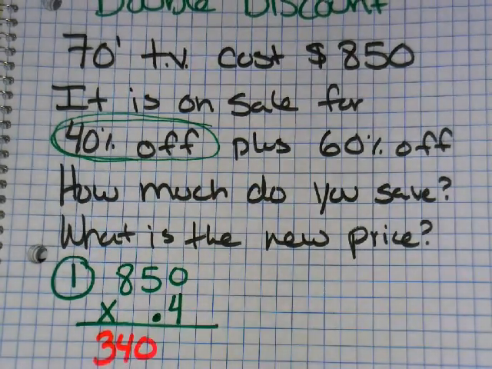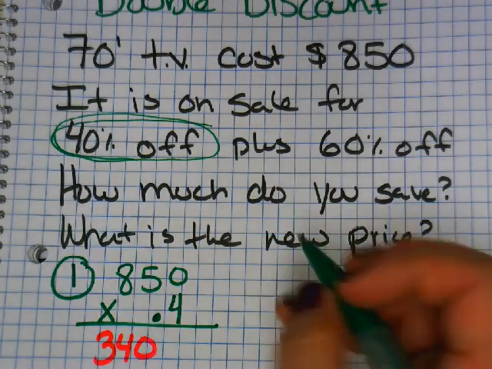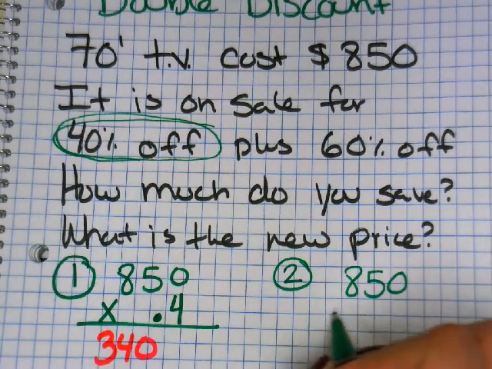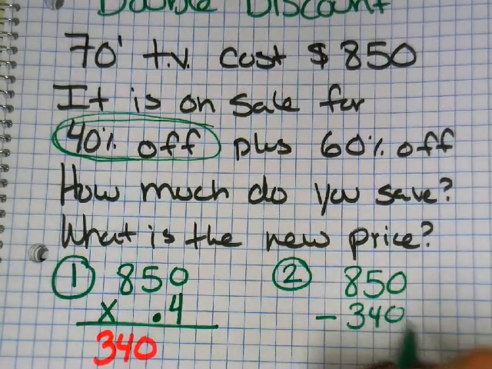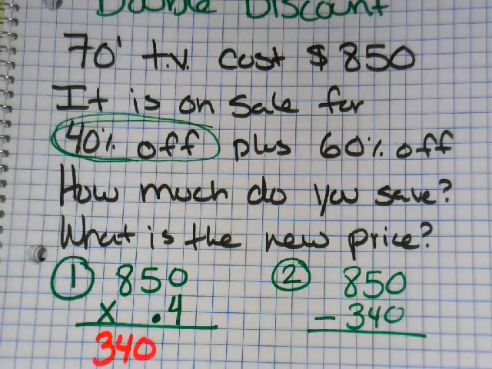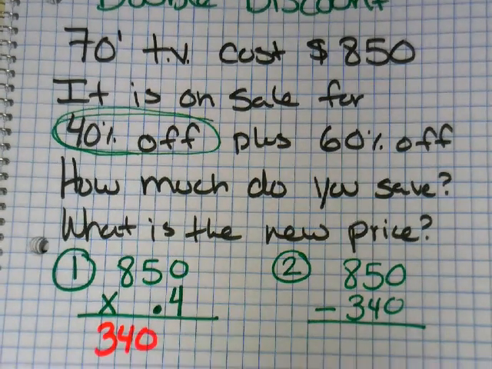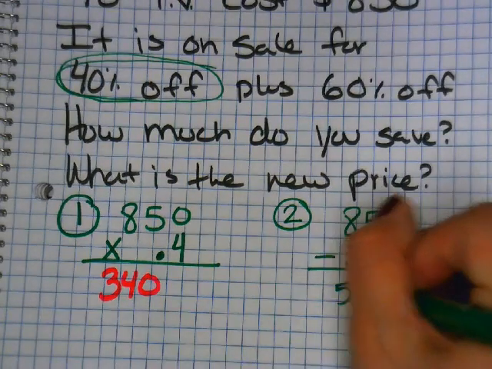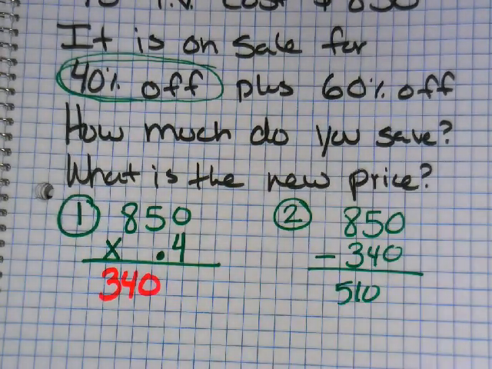Okay. Now, who remembers? What is my second step? 850 minus 340. Subtract 850 minus 340. If you want to use a calculator, you can do that. So, first step is the regular discount. You take your 40% off, you type it in. What do we get? 510. Good.